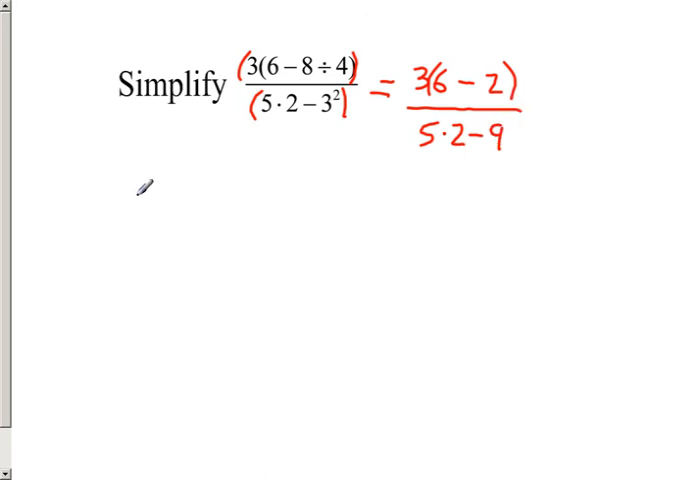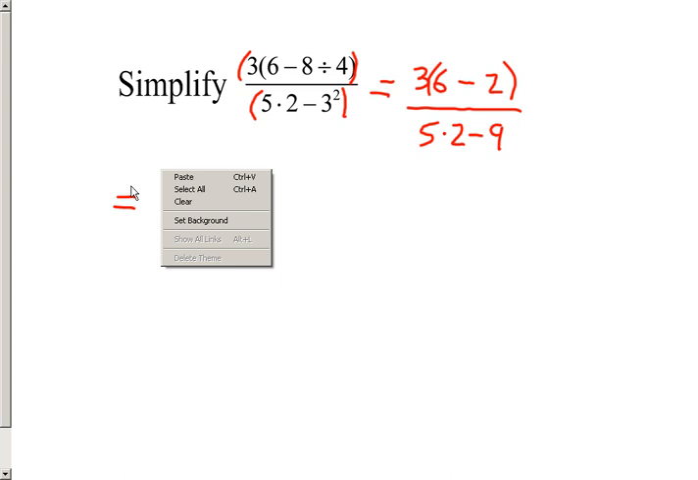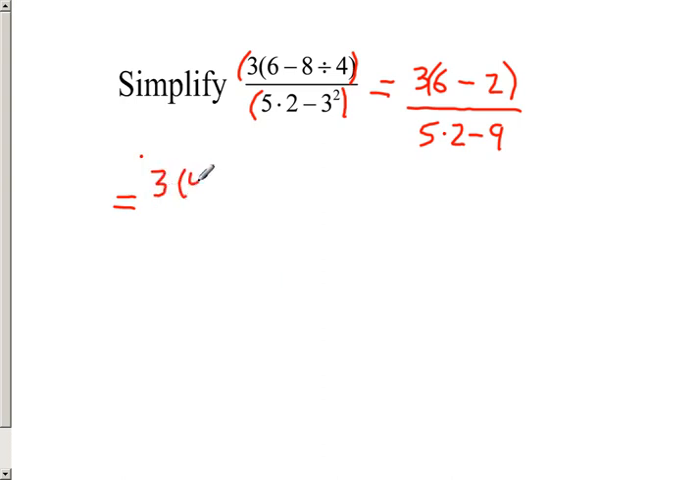Okay. Again, on the top here, we're going to end up simplifying the inside of the parentheses to finish that step out. So we'll end up getting 3 times 4 for the top. And on the bottom, again, multiplication will come before subtraction. So we will have 5 times 2 is 10 minus 9.